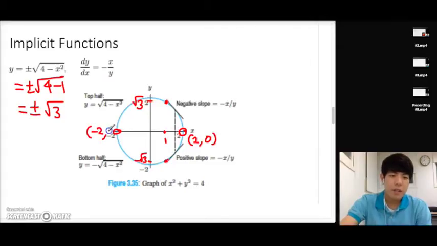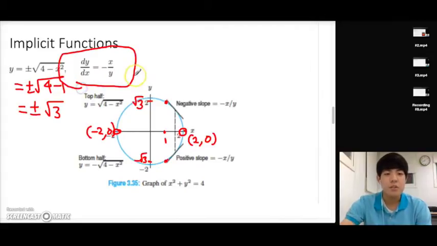So you might be wondering, why only these 2 points? Let's take a look at the derivative again. dy/dx equals negative x over y. One thing to notice is that y is in the denominator, and one thing we know is that the denominator can never be 0. But here, at these 2 points, (2, 0) and (negative 2, 0), the y values are 0. In other words, the denominator becomes 0, which means that the derivative doesn't exist at these points.